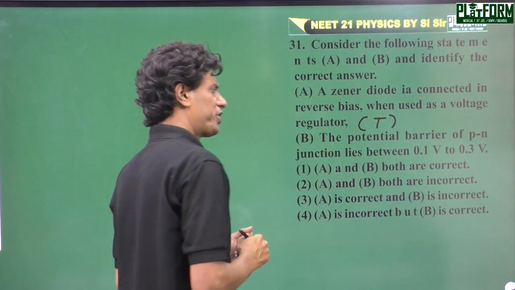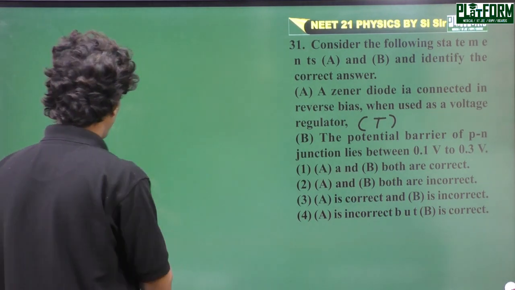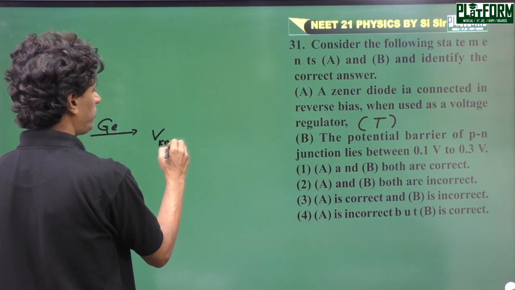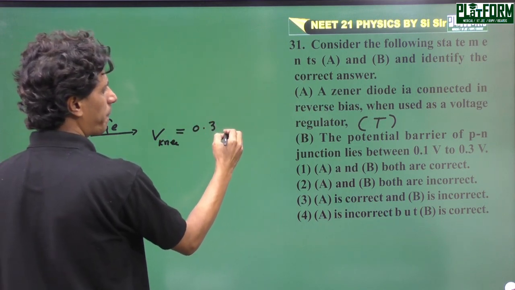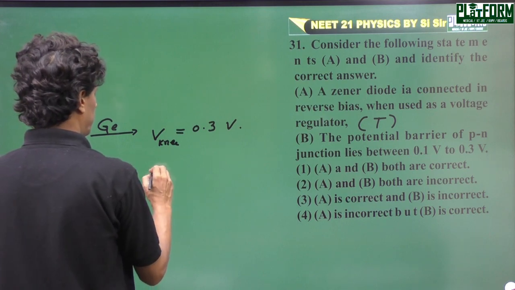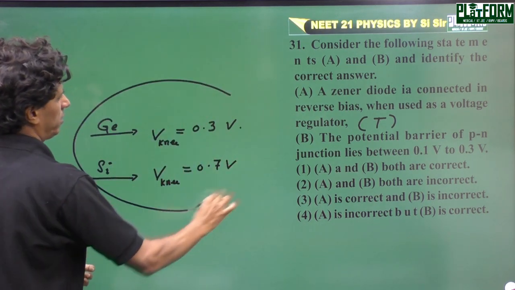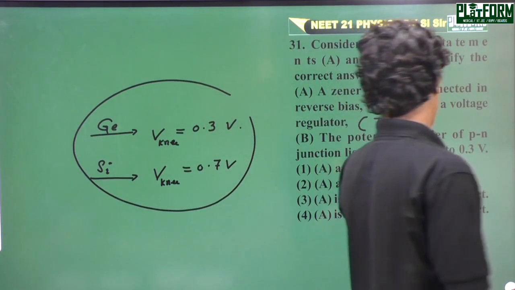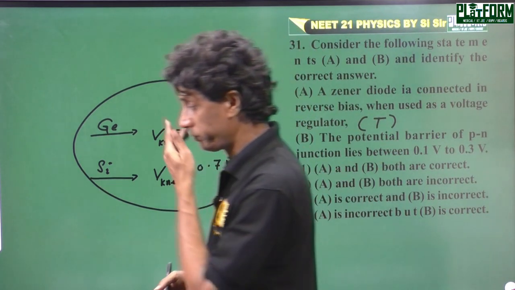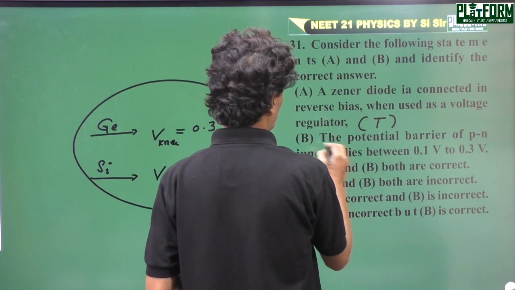The potential barrier of PN junction lies between 0.1 volt to 0.3 volt. For germanium, knee voltage is actually 0.3 volt, and for silicon, knee voltage is 0.7 volt. So it is not true that it is 0.1 volt to 0.3 volt; it depends on the type of the semiconductor used in the PN junction diode. And you can get this basic information from NCERT textbook. So here B is not true.